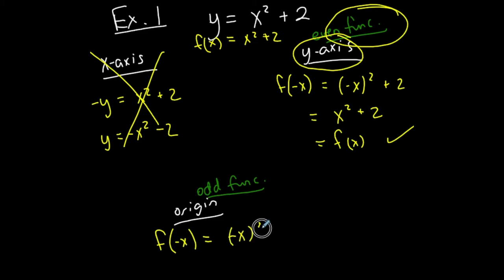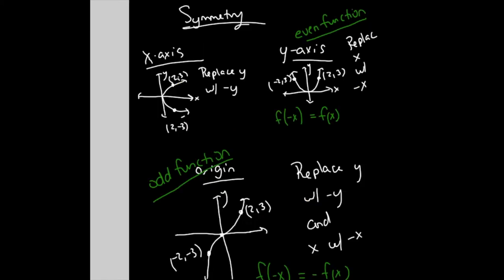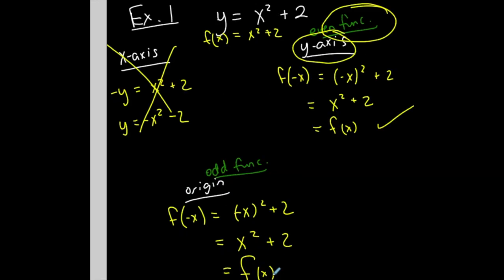So everywhere I see an x, I pretty much already did it here. I replace it with the opposite of x, and then I simplify it. But let's see what happens. This goes back to x squared plus 2. This goes back to the original function. It does not go back to the opposite of the original function. It goes back to the original function. It does not pass the origin test. Therefore, it is not an odd function.